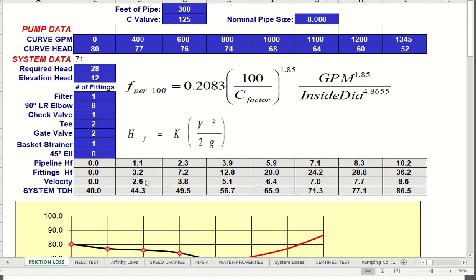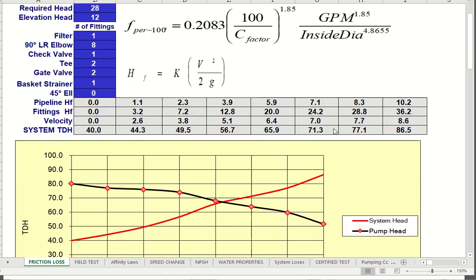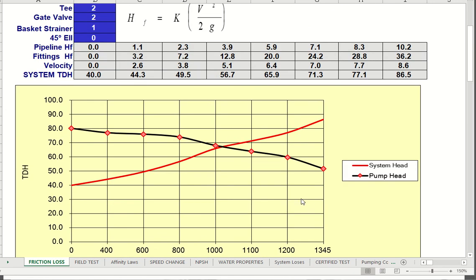increase slowly. The velocity increases, and as you can see, from 400 to 600 to 800 to 1000, it starts to jump. And it continues to climb all the way out to 1345, which the manufacturer says is the max limit that they want to see. So what it looks like, this is a generated pair of curves. Here's the pump data curve that's been generated from the information above, and here's the system head curve. Where the two cross is the approximate operating point. So you can see it's pretty close to what we expected to see.